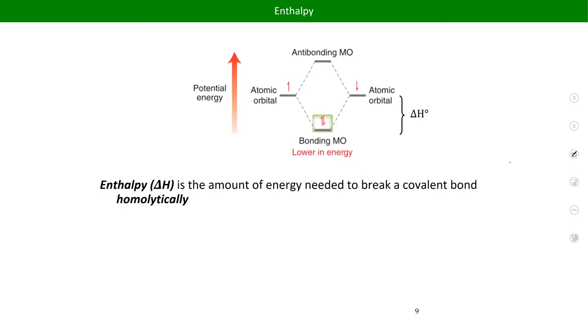All right, we're going to do a couple review topics that are going to set up how we're going to talk about reactions and potential energy surfaces in more detail.